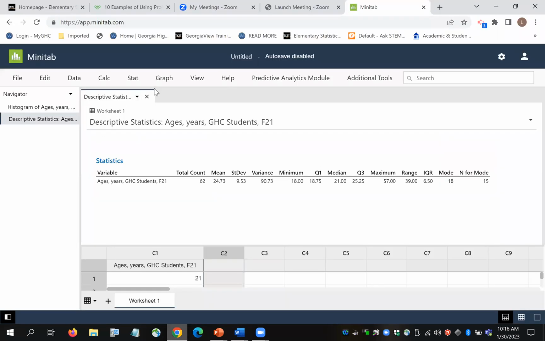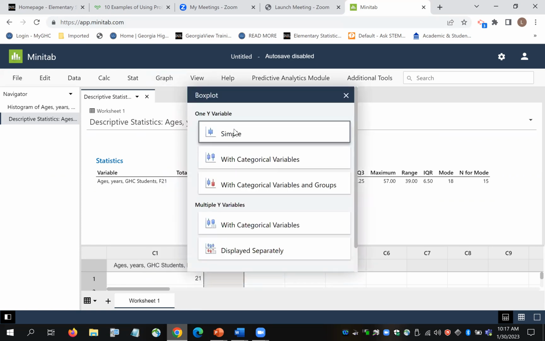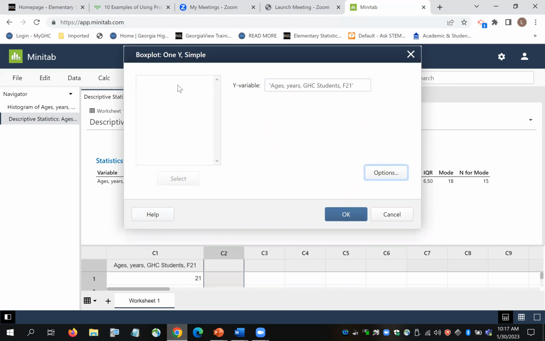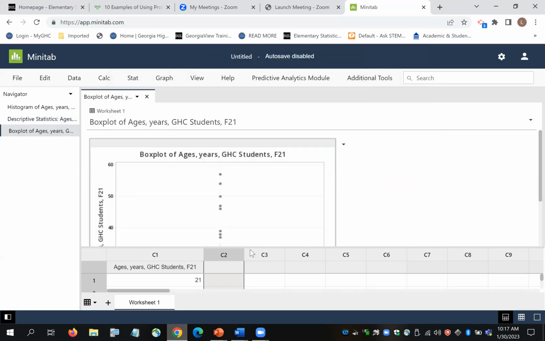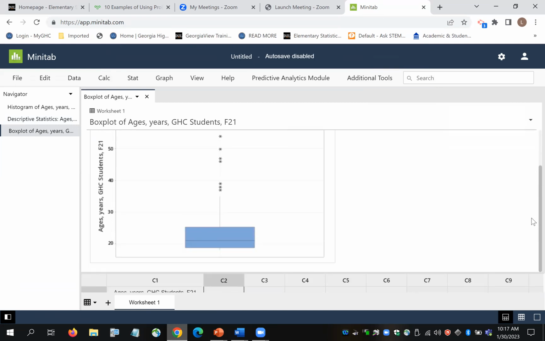All right, now we're going to do it. Again, my data for this question that we're working on is already entered into Minitab. I do not have to enter it again. We go to Graph, Box Plot, One variable Y, keep it simple, double click, choose the Y variable, and click OK. And you see your box plot on the screen.